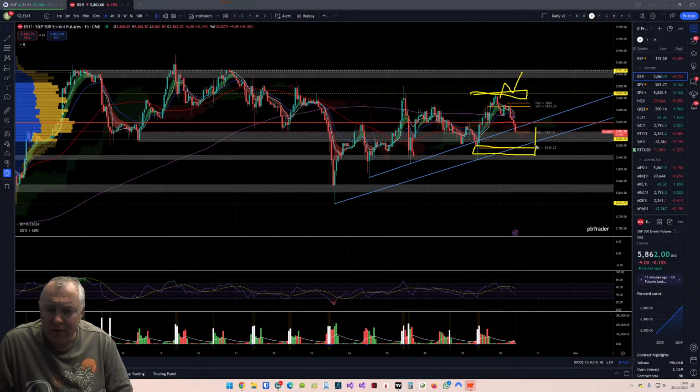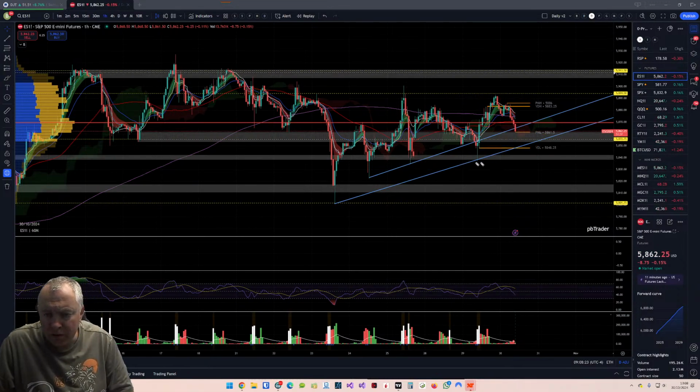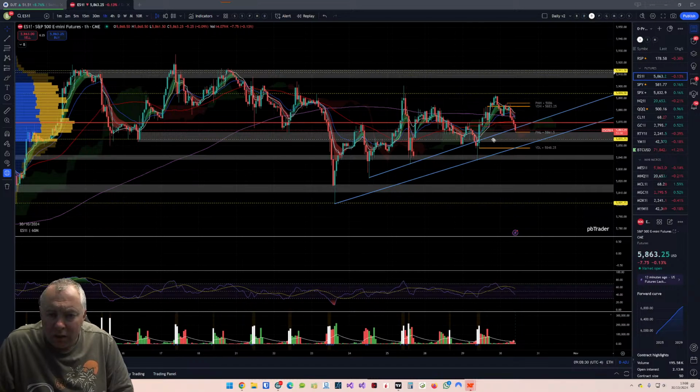I want to see it come into that area, poke through, come back out, and then look for the first entry out of that area. If I've got a zone drawn, if it comes into this zone, then I'll be looking for a push out of this zone. And then obviously we can watch this area here, 5900, 5910 for rejection.